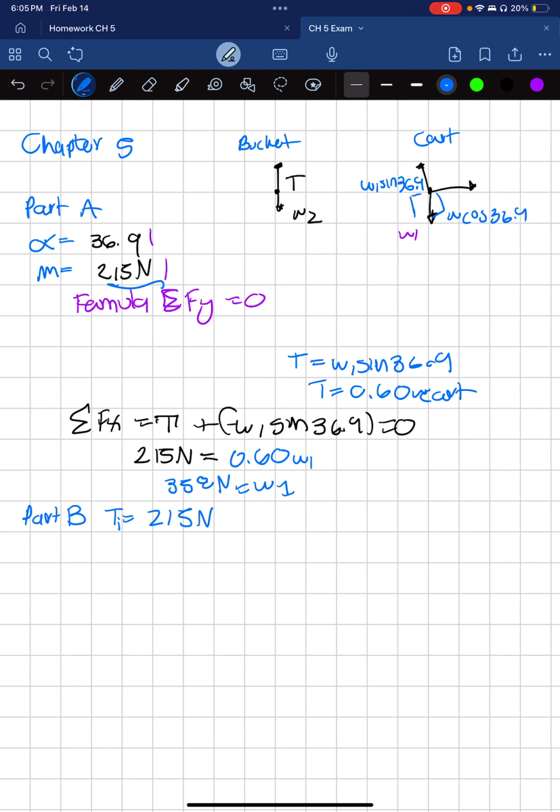Now for part C, we have a similar question, but it changes the angle of the slope, and the bucket remains at rest. The tension is negligible and is 155 newtons. There is no friction. What is the weight of the car? So now they're asking us the same question, but just with different values. So let's go ahead and use the same formula, and then just plug it in.